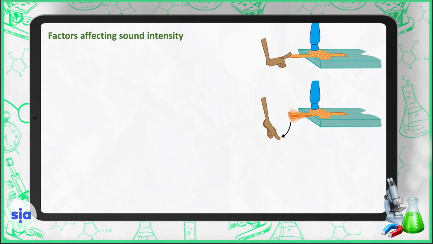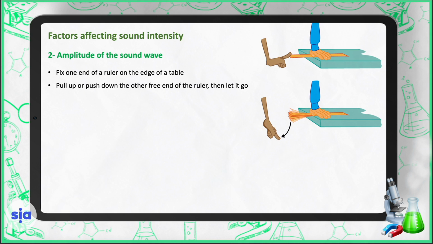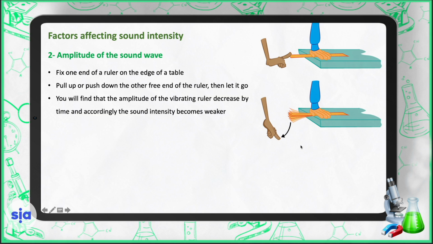Other factors affecting sound intensity. The amplitude of the sound wave. Now, look at this picture. Try to fix one end of a ruler on the edge of a table. Pull up or push down the other free end of the ruler and then let it go. You will find that the amplitude of the vibrating ruler decreases by time, and accordingly, the sound intensity becomes weaker.